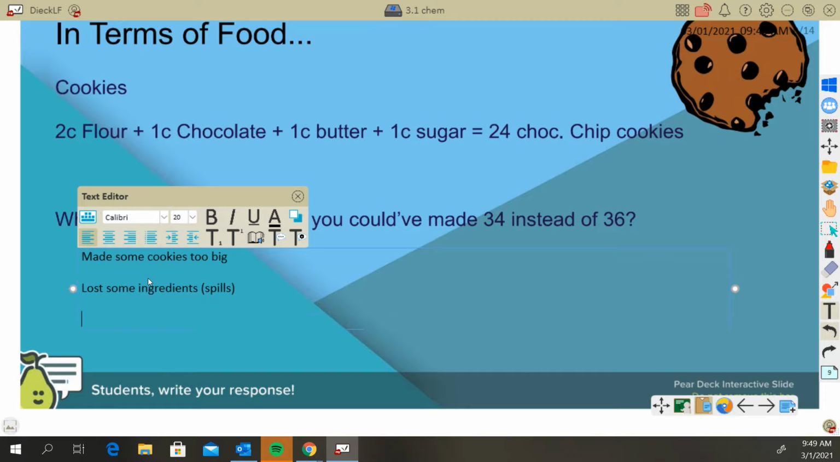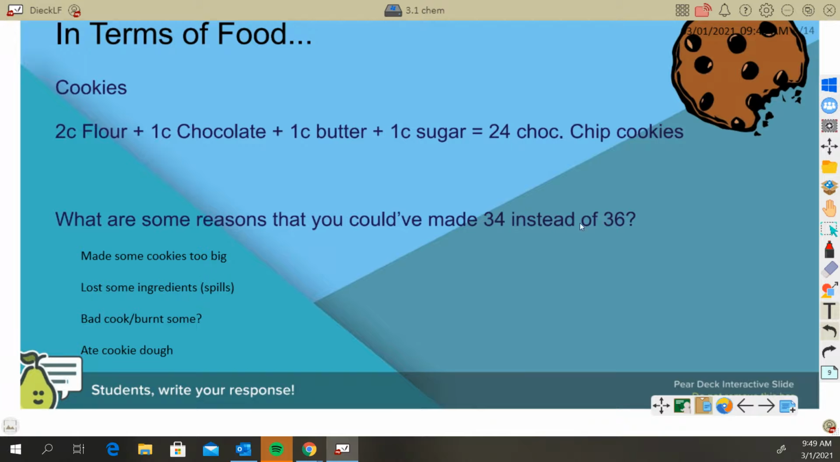What else? Bad cook. Maybe you burnt some. What else? What do we all do when we make cookies? Yeah, we ate some cookie dough. Right, so those are all some reasons as to why maybe we didn't make the full 36.